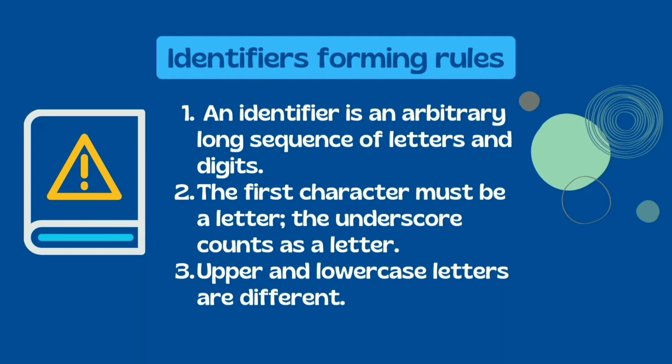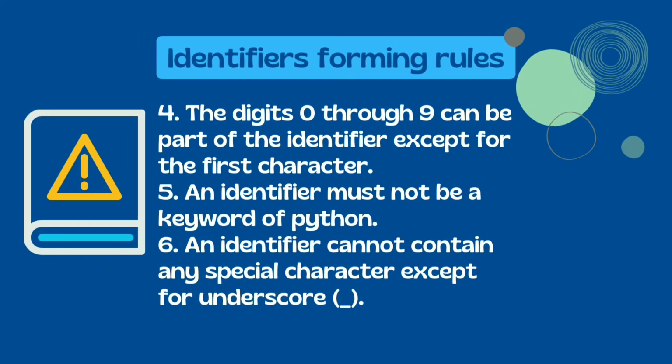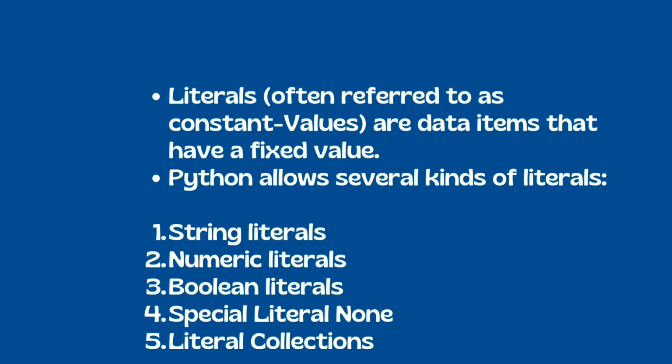Upper and lower case letters are different. All characters are significant. The digit must be from 0 through 9, can be a part of identifier except for the first character. Okay, first character must be a letter. It is a must. And identifier must not be a keyword, as we have discussed before that a keyword cannot be used as a normal identifier name. Okay, an identifier cannot contain any special character except underscore. Only underscore can be used as a special character for identifying any arbitrary value.